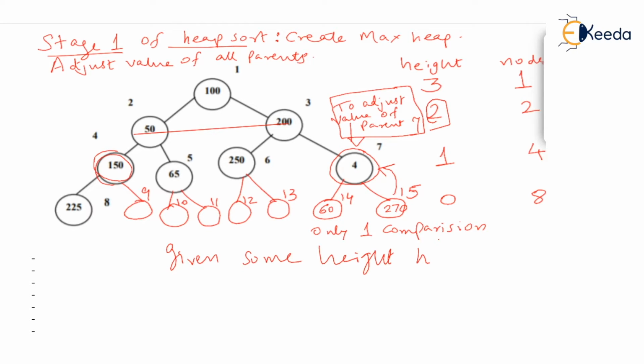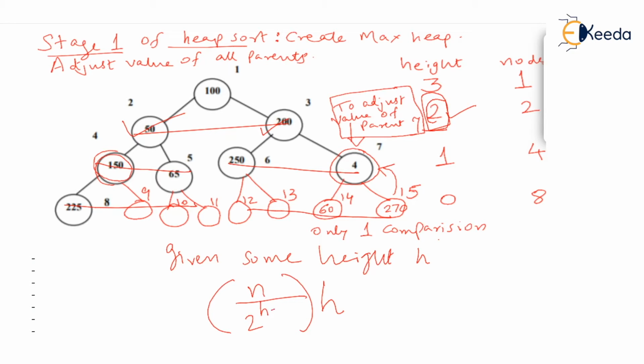For every parent, we require h comparisons. Again notice, for fixing the third node, we needed two comparisons. For fixing the second node, we needed two comparisons. That is h. So for fixing any parent at height h, we require h comparisons. But how many such nodes are there at that height? It is n upon 2 raised to h plus 1. These many comparisons are needed to fix every node at height h. I hope you have understood this formula.